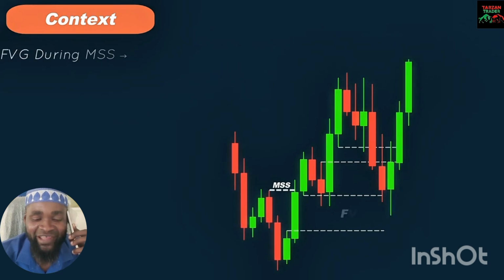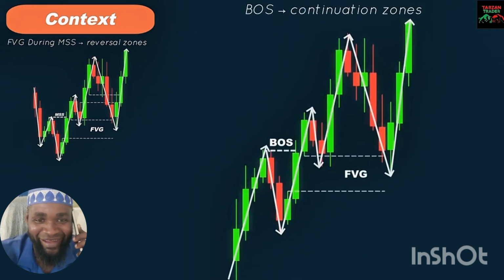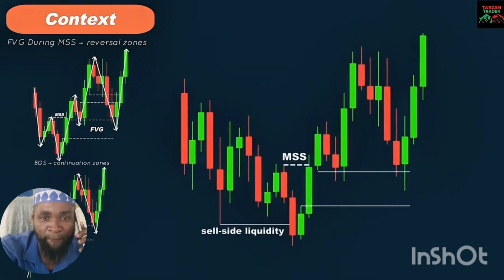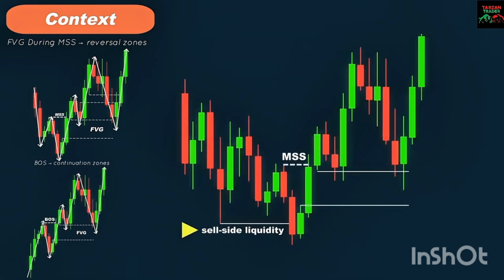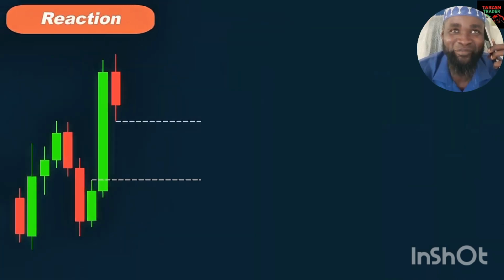For example, a fair value gap that forms during a market structure shift often marks the origin of a reversal, while one that appears after a break of structure commonly acts as a continuation zone. Even setups that combine fair value gaps with liquidity sweeps or occur inside accumulation and distribution phases tend to be more reliable because they align with the underlying structure and order flow. In short, the effectiveness of any fair value gap depends less on the gap itself and more on the story it tells within markets. Let's talk about how price actually reacts when it comes back to a fair value gap.